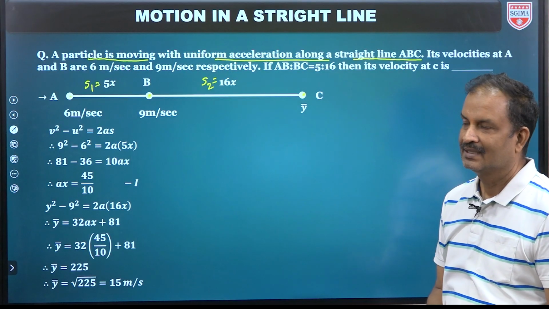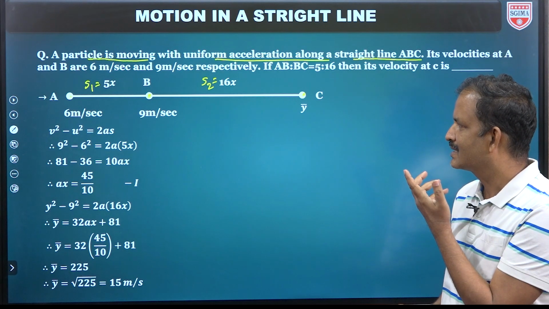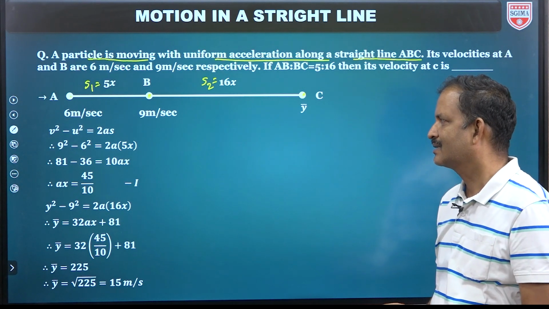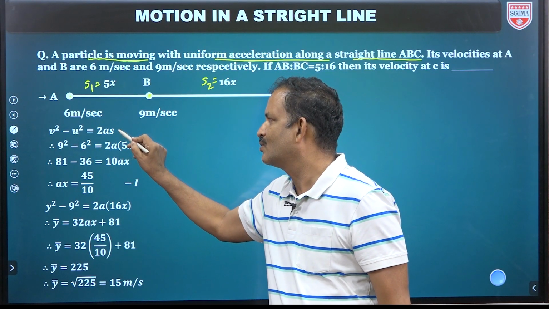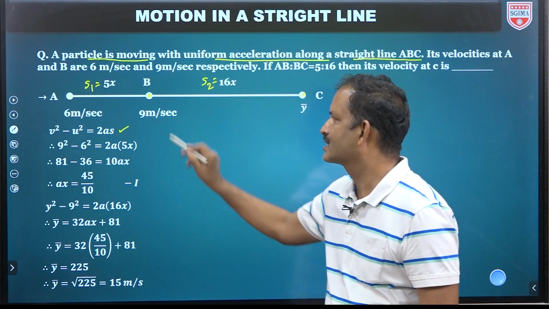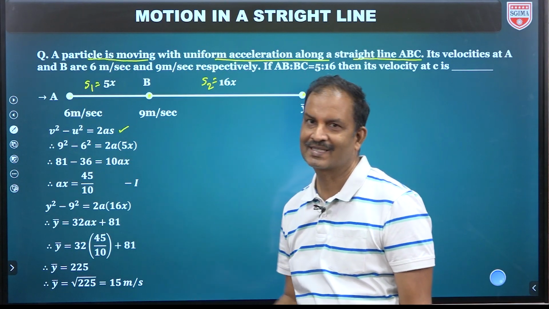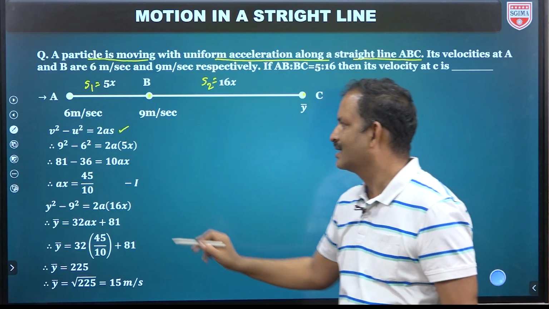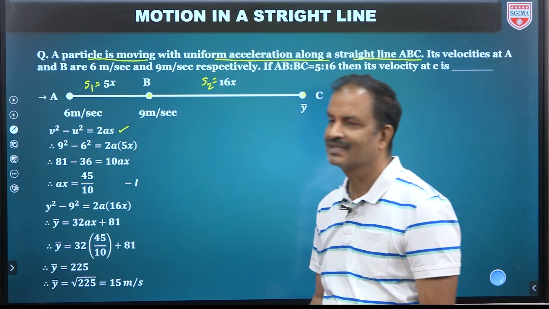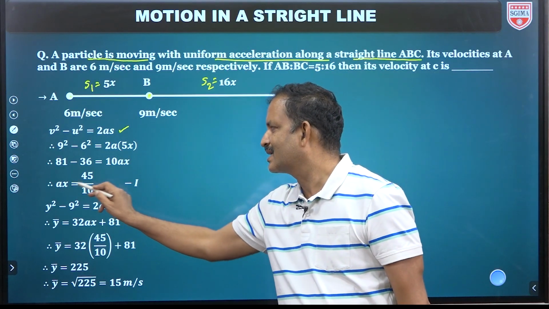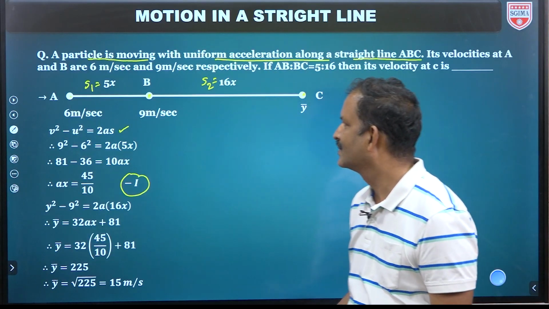See, here we have S and velocities, time is not there. That's why I am using the formula v square minus u square is equal to 2as. First, this is 9 square minus 6 square is 2a into 5x. That is 81 minus 36 is equal to 10ax. So, ax I got 45 by 10. This is equation number 1.